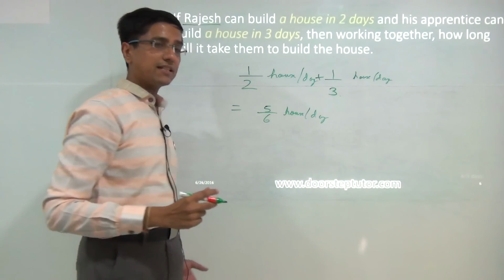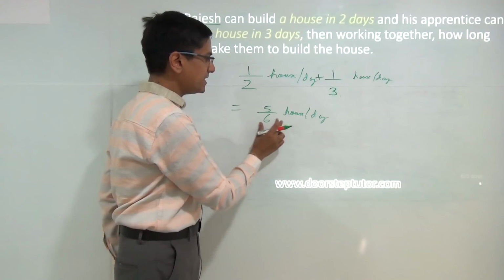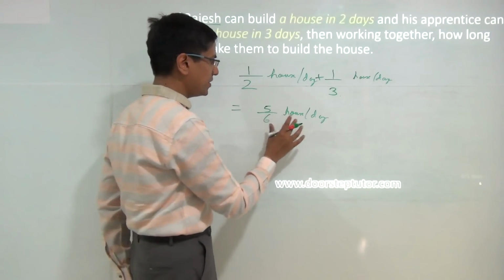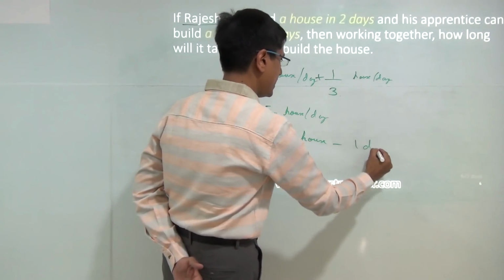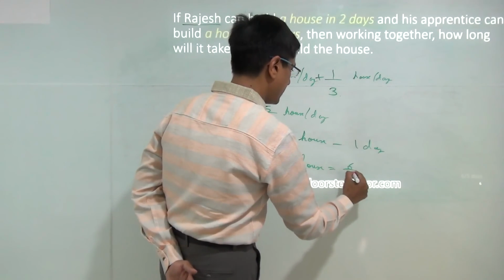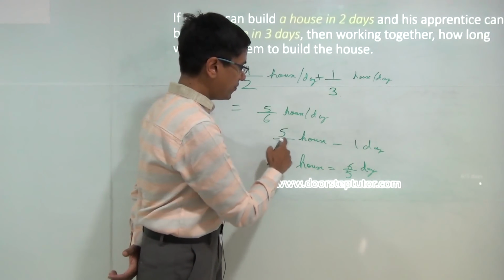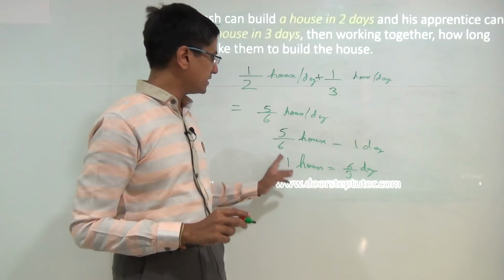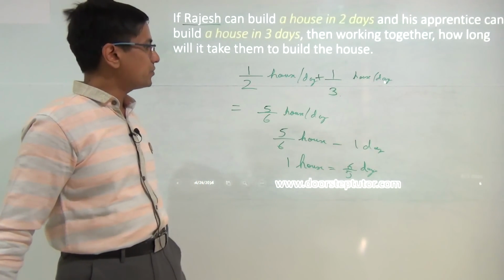Right? So now the question asks us, how long will it take them to build the complete house? They are completing 5/6 of a house in 1 day. So we'll apply the unitary method here. We studied this in the last class. So one full house would be completed in 6/5 days. Very simple. So this thing would get inverted when it comes here, and this is something we studied in the last class. This thing would become a reciprocal when it comes here. So very simple.